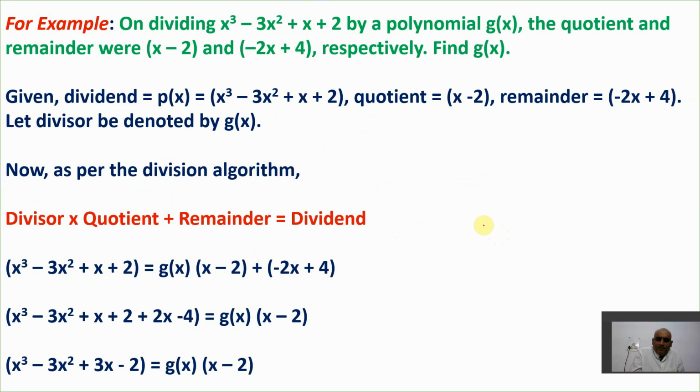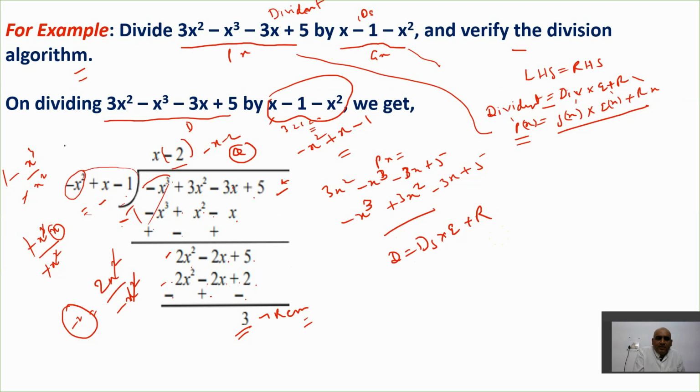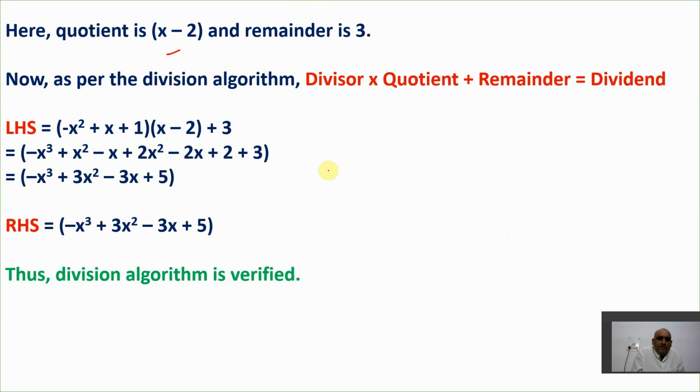Now look at this. The quotient we get is x minus 2, and this is the remainder 3. So we need to verify. This is LHS and this is RHS, so LHS must be equal to RHS. If we are able to verify this, then we have verified the division algorithm.